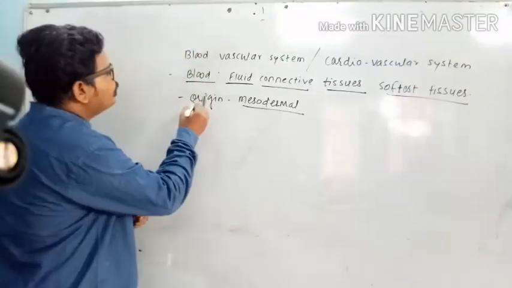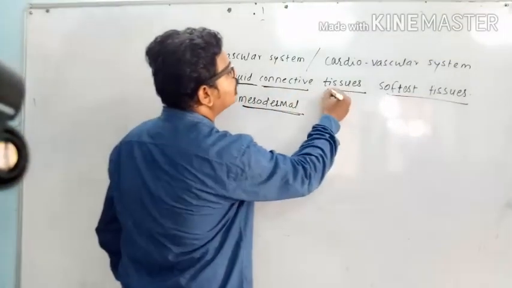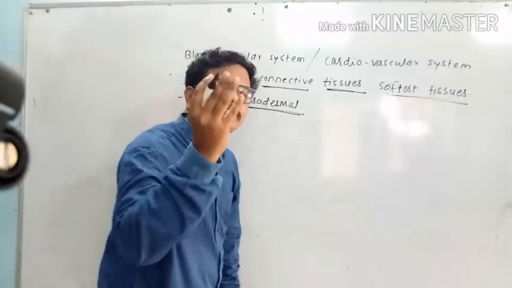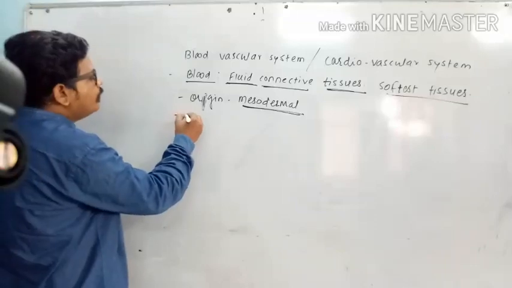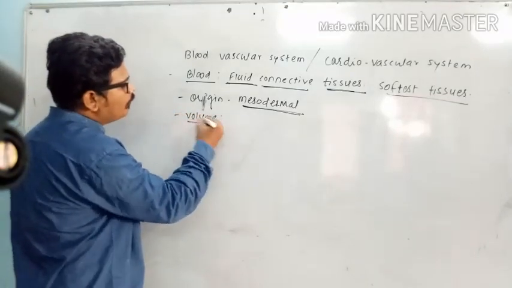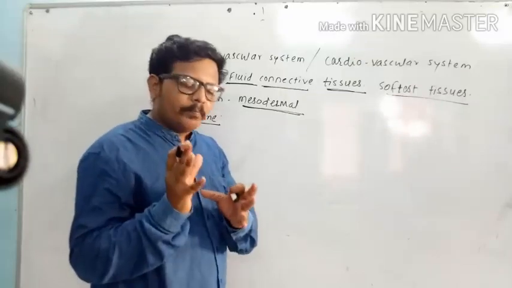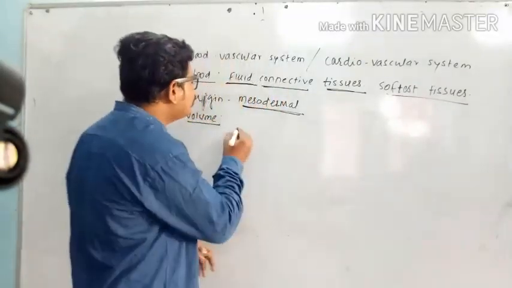So blood is mesodermal in origin and is a fluid connective tissue and one of the softest tissues of the body. This is the origin of the blood. Now, general properties of the blood: volume of blood. How much is the volume of blood? In a healthy adult person, how much blood is there in the body?